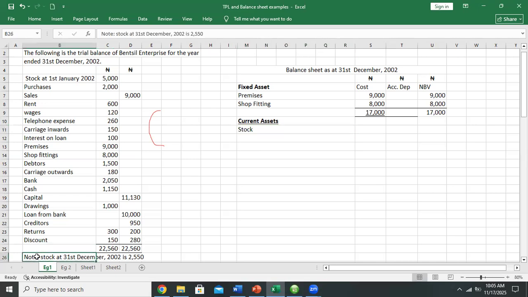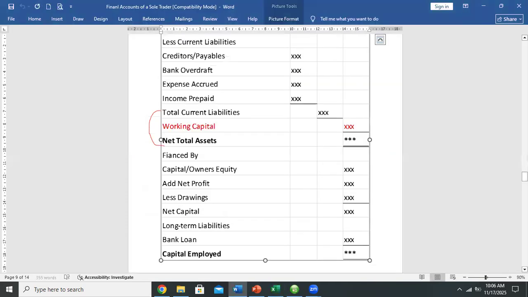Yes, as you see it here, note: your stock at 31st December 2002 is 2,550. So look at where you put it. You put it in the middle column, 2,550. After stock, the next thing that should follow is your debtors, as we saw in the format, your debtors or receivables. So debtors, that is here 1,500. Then you look for prepaid expense and accrued income. Let me go back to that. Okay, prepaid expense and accrued income.